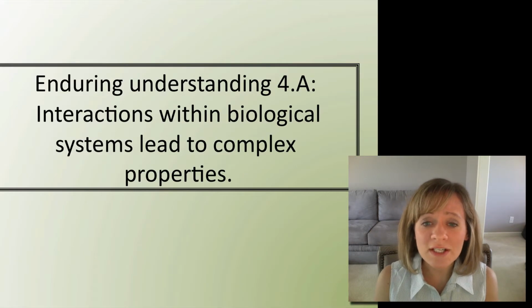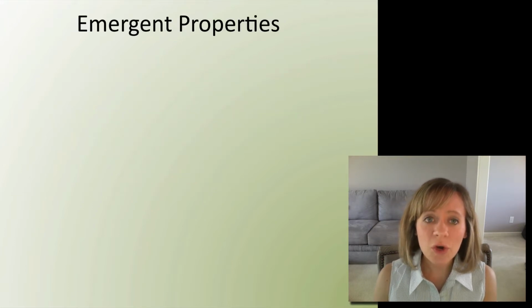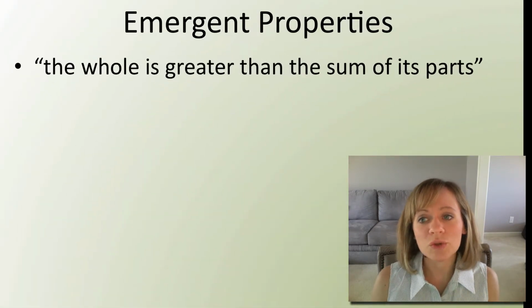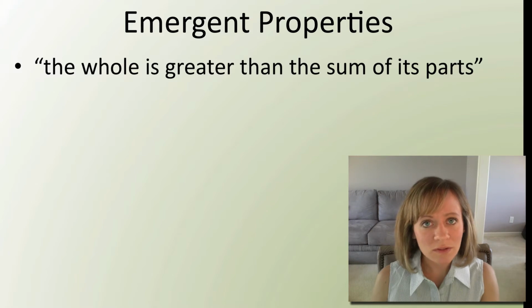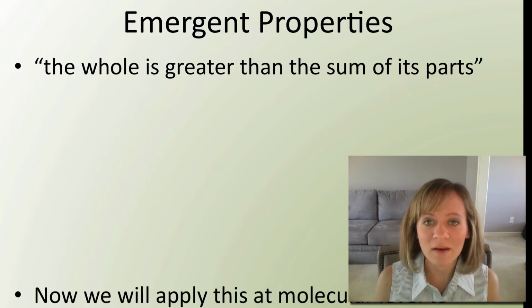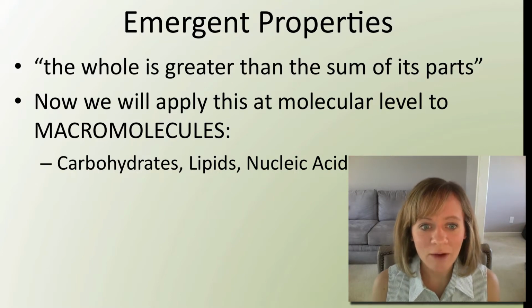So, enduring understanding: interactions within biological systems lead to these complex emergent properties. Another way to think of emergent properties is that the whole is greater than the sum of its parts. Those little nerve cells don't have memories and thoughts, but the whole of our brain and our being do. Now we're going to apply this at the molecular level of macromolecules.